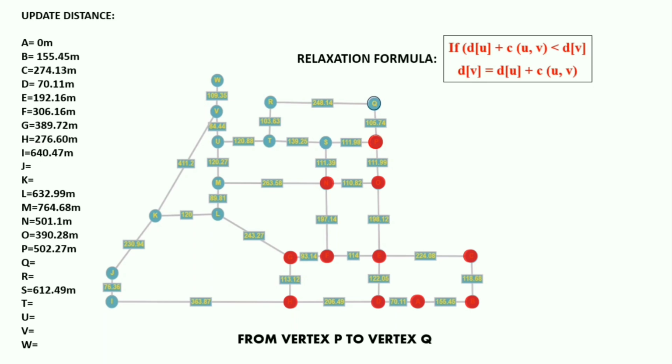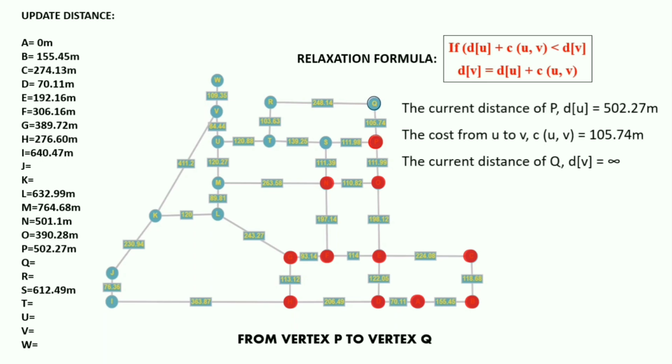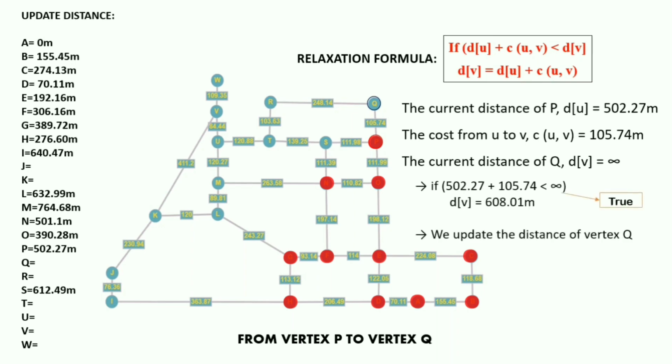Next, from vertex P to vertex Q, the current distance of P is 502.27 meter, while the cost from U to V is 105.74 meter, and the current distance of Q is infinite. So this is the condition. It is true, so we will update the distance of vertex Q.